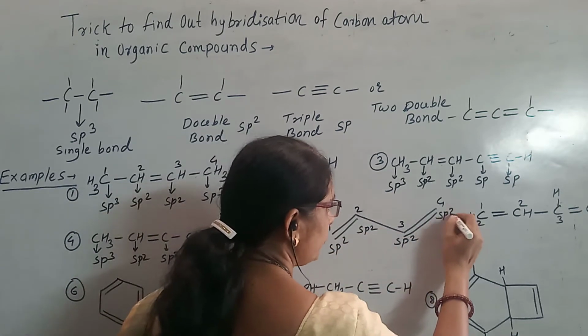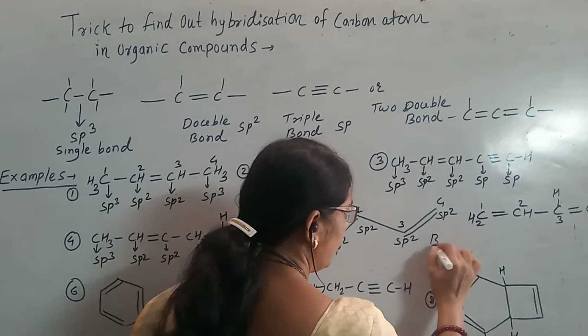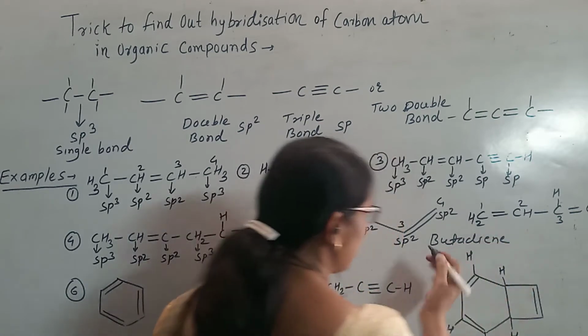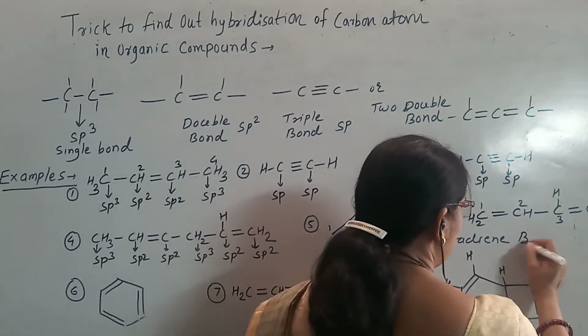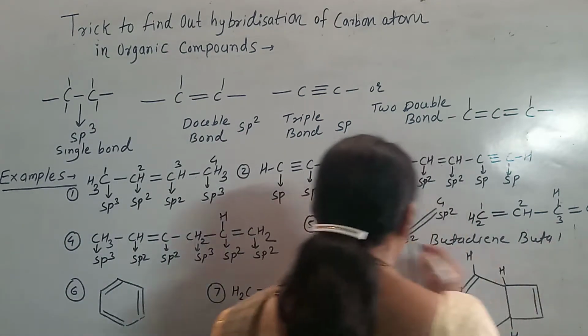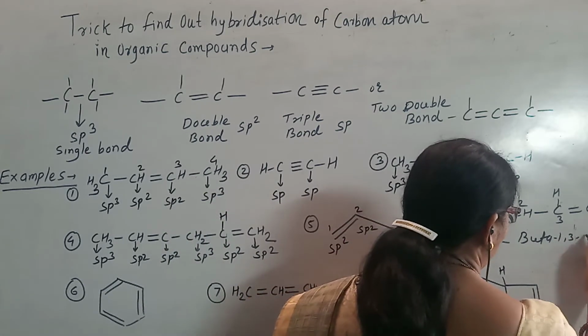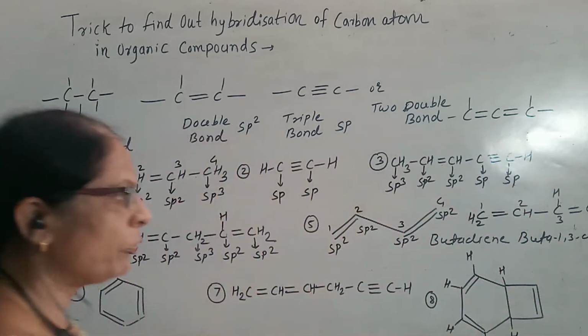Remember, this is an example of butadiene. So it is a butadiene. What's the name? It has buta, 1 and 3, so I say 1,3-butadiene. It is 1,3-butadiene, or buta-1,3-diene.